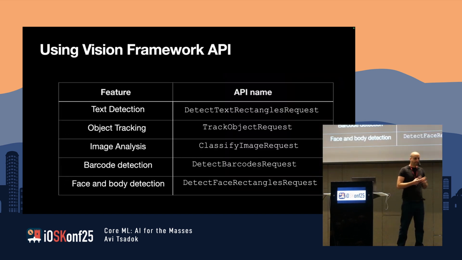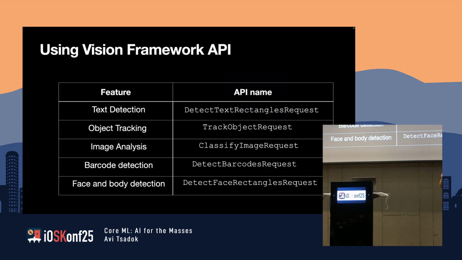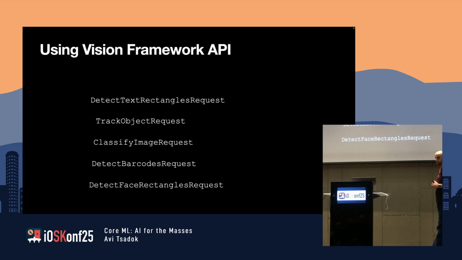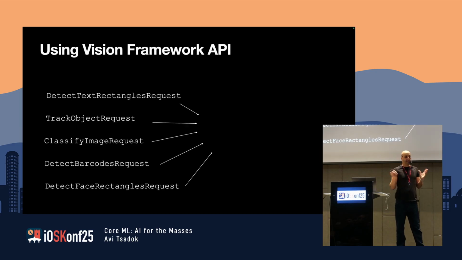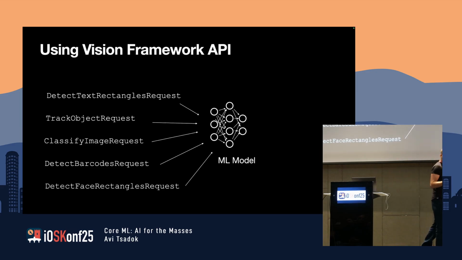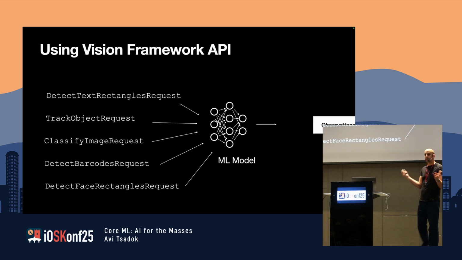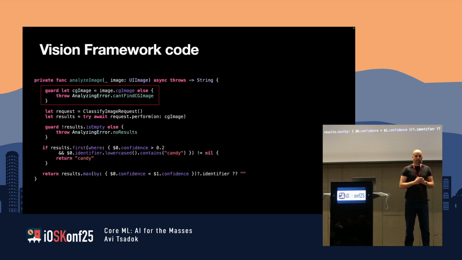Each one of these features is represented by an API structure, okay? So, for example, for text detection, you've got a request, detect text rectangle request, or for image analysis, classify image request. So you start by building the request, and then you send it to some ML model that we're going to talk about in a few minutes, and then you get some observation. Here's a code snippet of how it works.